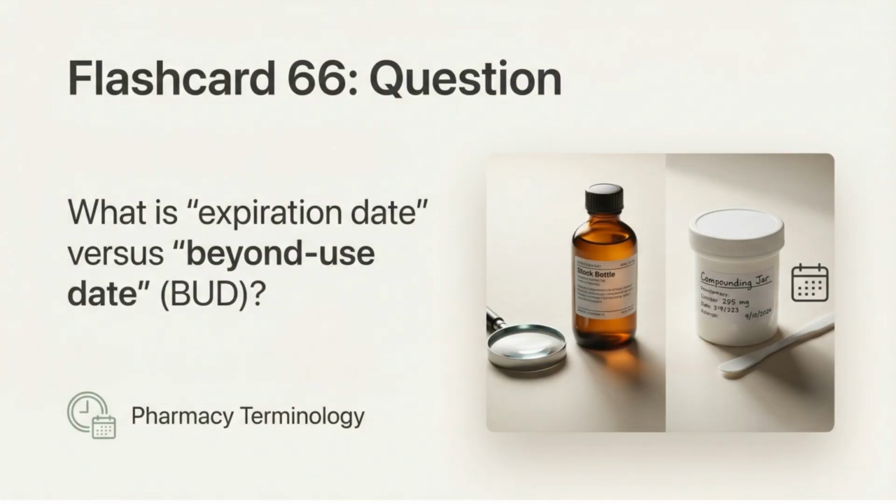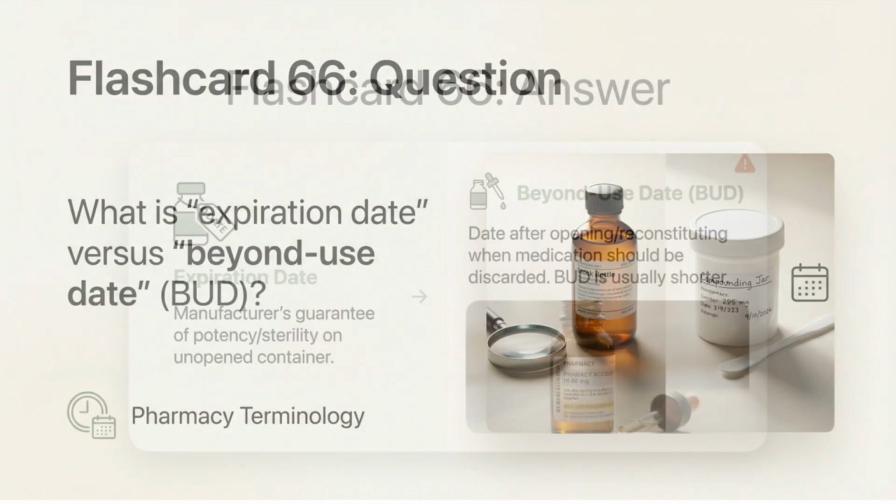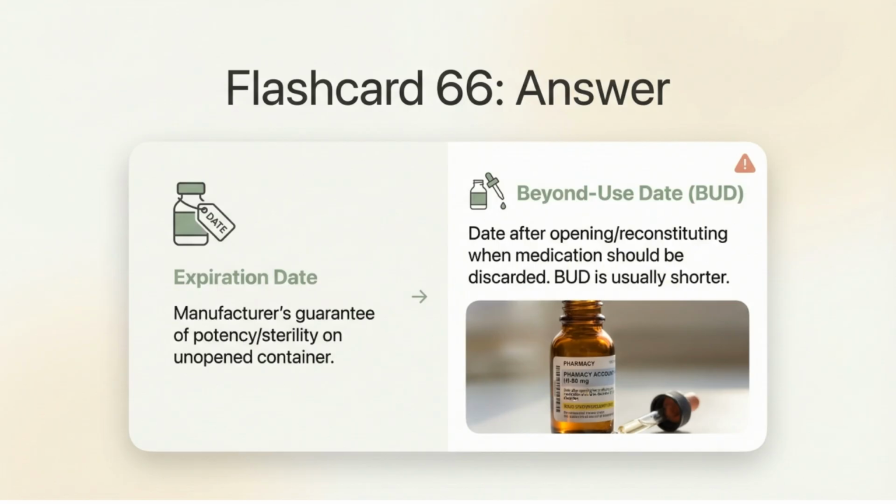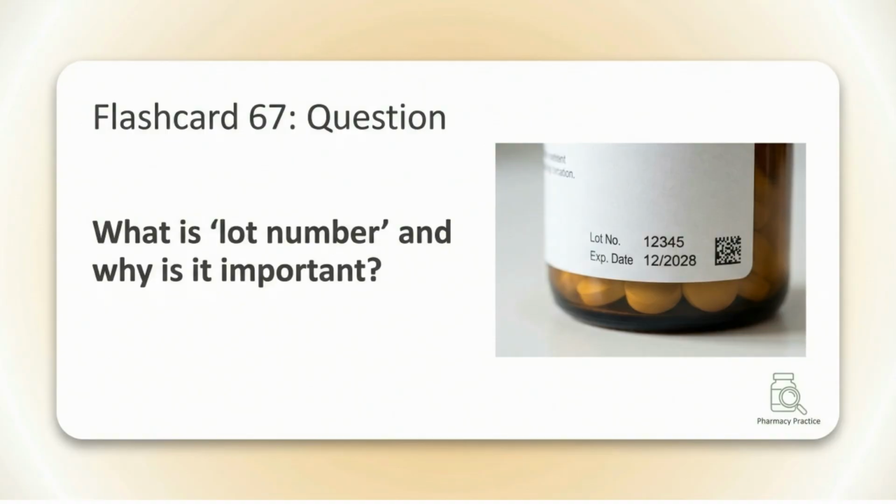Flashcard 66 asks, what is expiration date versus beyond use date, BUD? The expiration date is the manufacturer's guarantee of potency and sterility on an unopened container. The beyond use date, BUD, is the date after opening or reconstituting when the medication should be discarded. BUD is typically shorter.